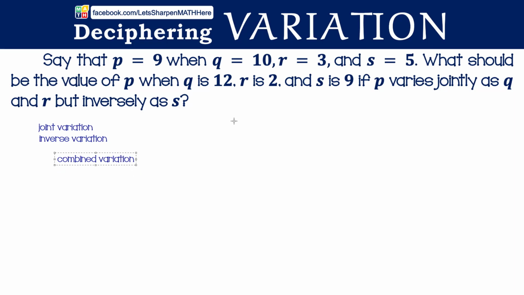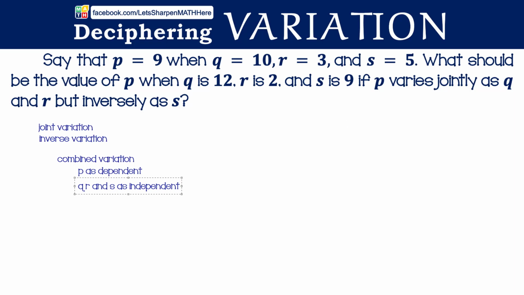A combined variation could be a combination of joint, inverse, direct, or direct square. And for any combined variation, there's no specific formula. The formula will depend on how the problem was stated. In this case, we need to identify first what the variables are. We can see again on the last part of our problem, if P varies jointly as Q and R but inversely as S, we know that P is your dependent. And then we have three different variables for our independent portion, the Q, R, and S.